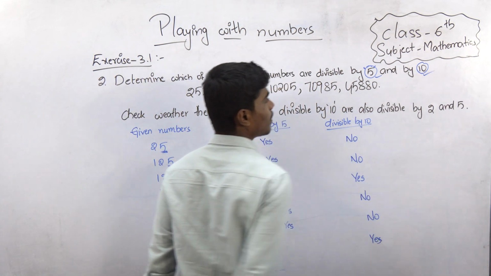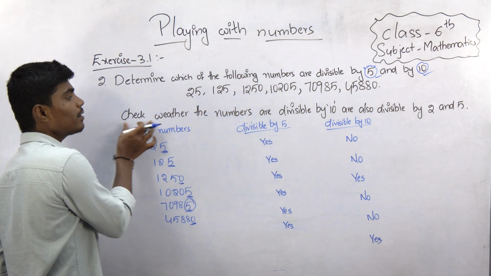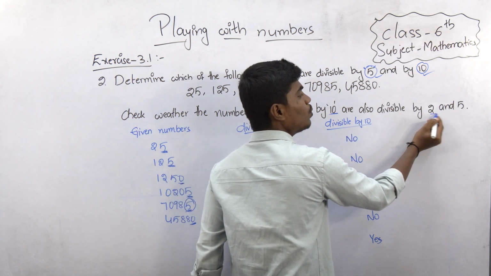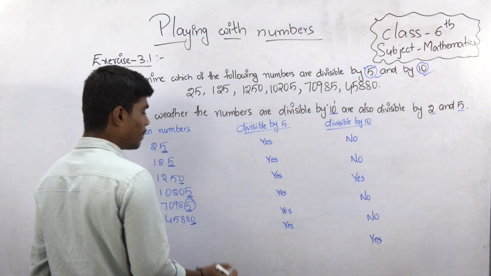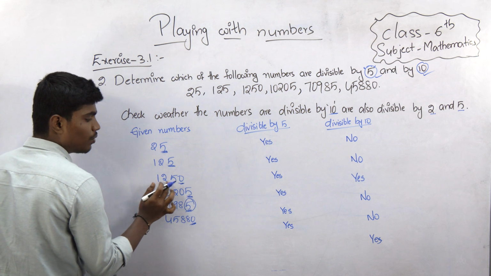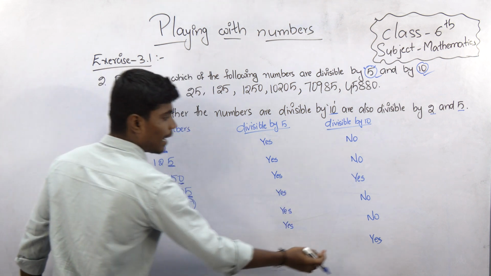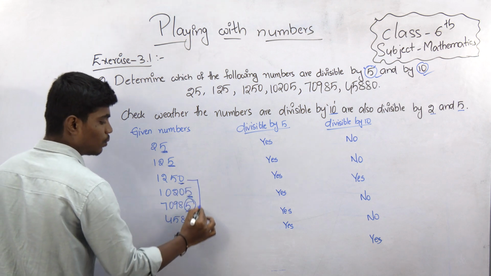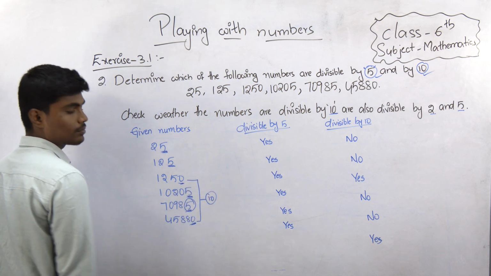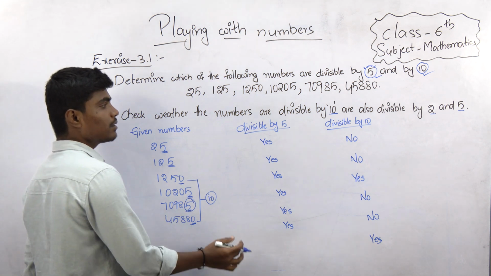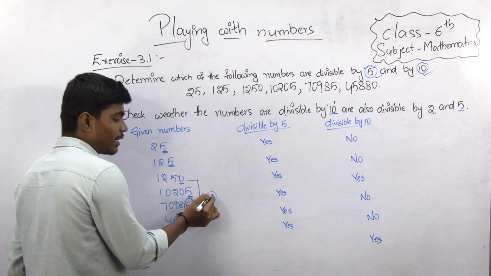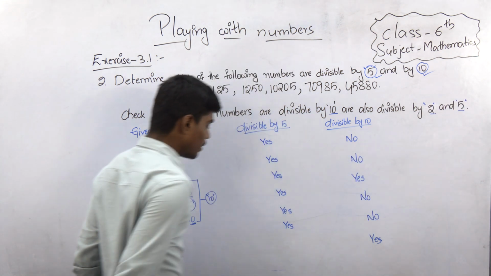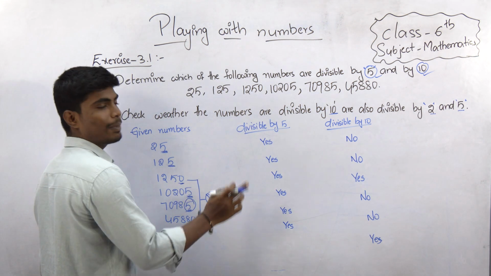Completed. Now next, he gave: check whether the numbers divisible by 10 are also divisible by 2 and 5. Here, what are the numbers divisible by 10? Here 1250 is divisible by 10 and the last, 45880, is divisible by 10. There are two numbers which are divisible by 10. We have to check whether these two numbers are also divisible by 2 and 5.